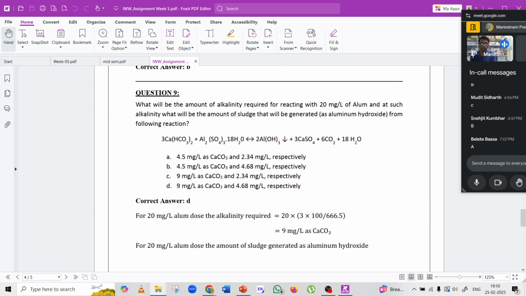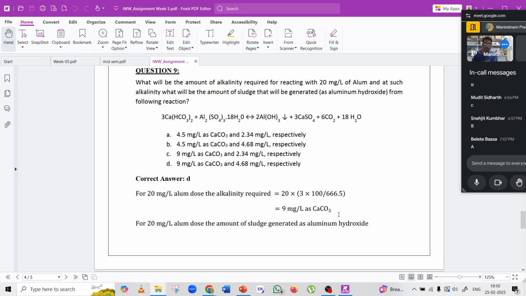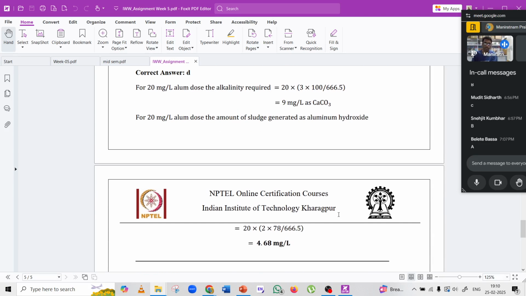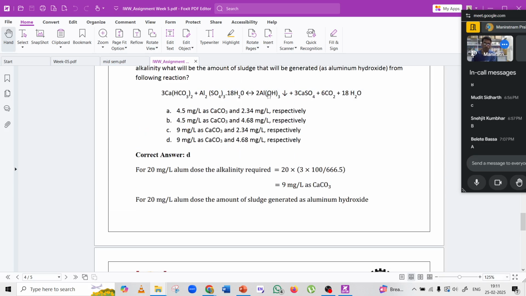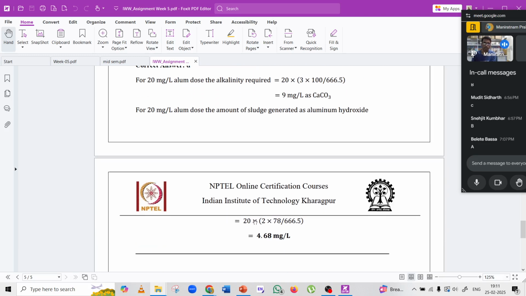Here you can see they have directly multiplied 20 into 3, because we know that 3 moles of bicarbonate react, and then the molecular weight of calcium carbonate divided by that of alum. Similarly, for the second part, they have 20 into 2, because we know that 2 moles of sludge will form. So 20 into 2 into 78 divided by 666.5.